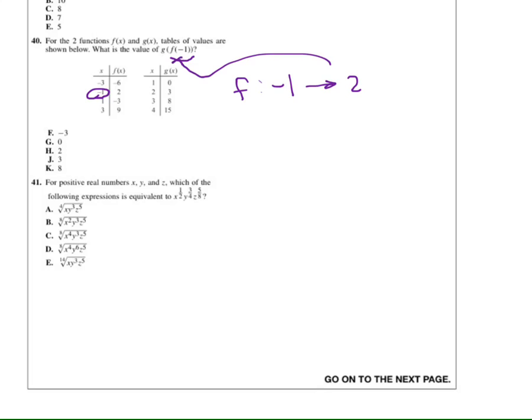Then we want to take that 2 and plug it into function g. So g takes 2 and makes it a 3. So g takes the 2 that came out of function f and makes it into a 3. So our answer is J, 3. We don't have to find the equations to determine what the g of f of -1 is.